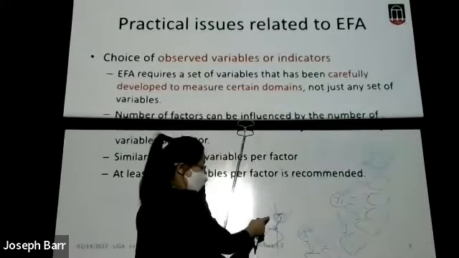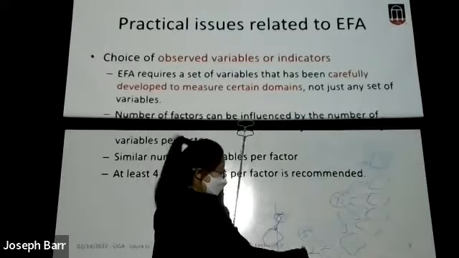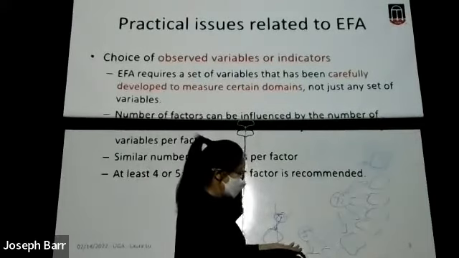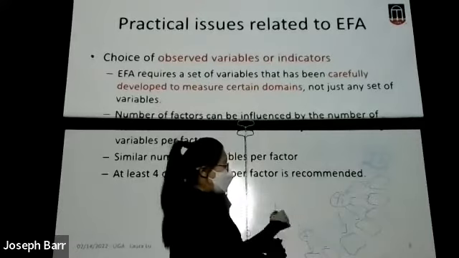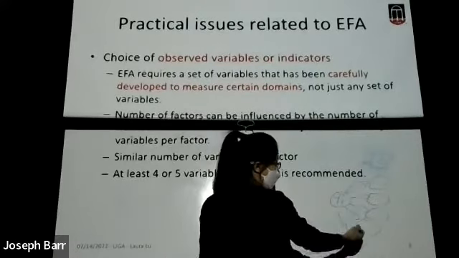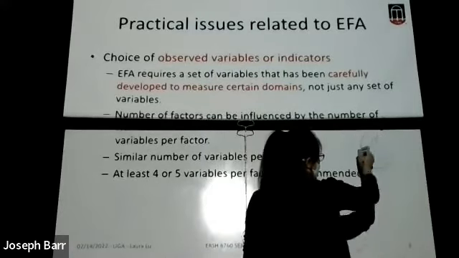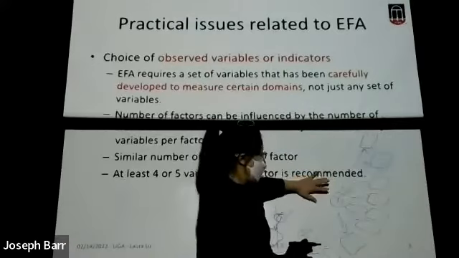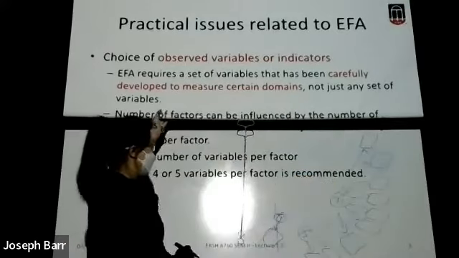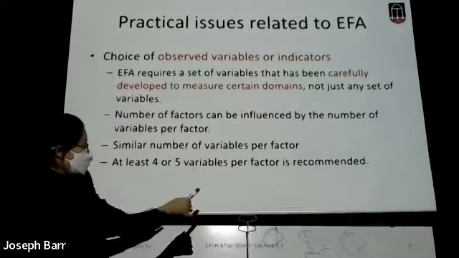You don't need a factor if you just have 1 item. Sometimes 2 is still acceptable, but 3 to 4 is the best. Here we have too many, and this is of course not a very good pattern. So we can try to make a similar number of variables per factor.